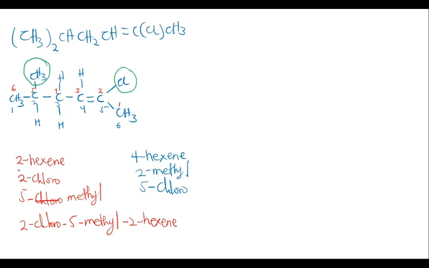So this is 2 hexene, this is 4 hexene. We want to go for the least one, so we are going for the red counting in this case. So our name is 2 chloro 5 methyl 2 hexene.